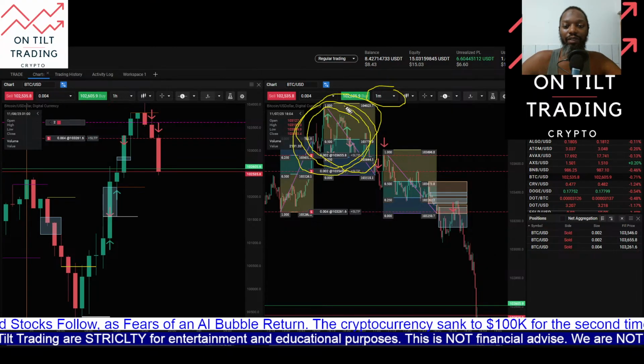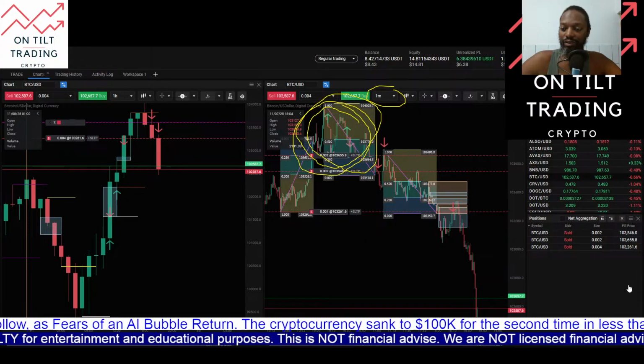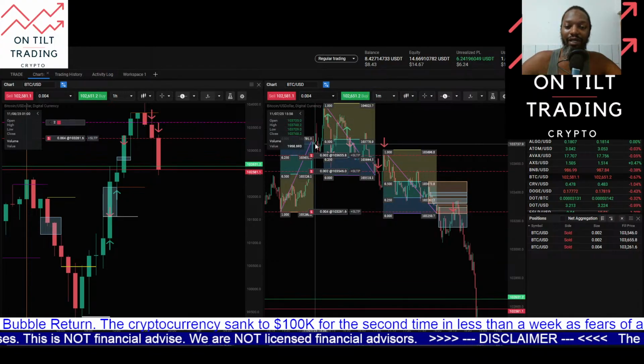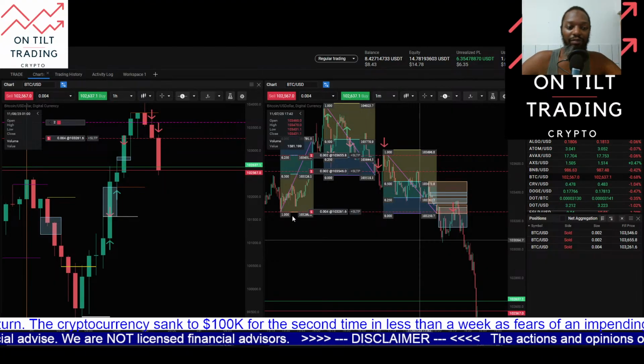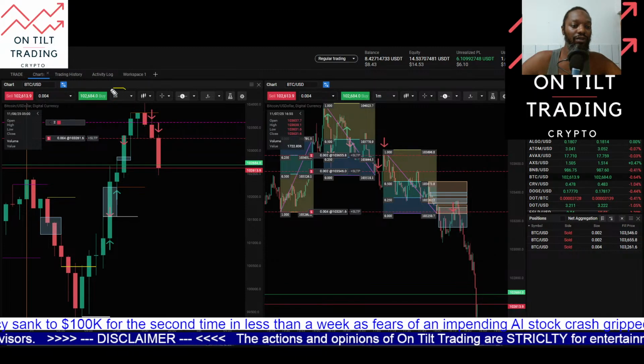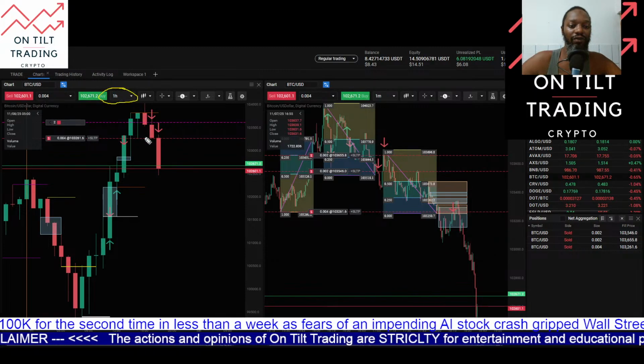Got chopped up a bit here. There are about two positions that failed there while I was trying to catch the top. Not a good idea. But now this candle here has started to turn when I actually made the correct entry.